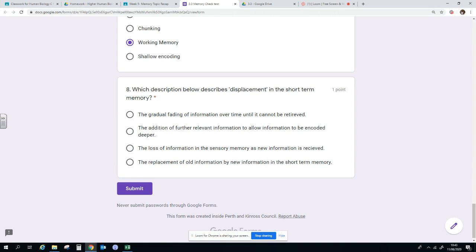Which description below describes displacement in short-term memory? So is it gradual fading? No, that's decay. Is it the addition of further relevant information to allow information to be encoded deeper? No, that's elaboration. Is it the loss of information in sensory memory as new information is received? It is. Is it the replacement of old information by new information in the short-term memory? It is.